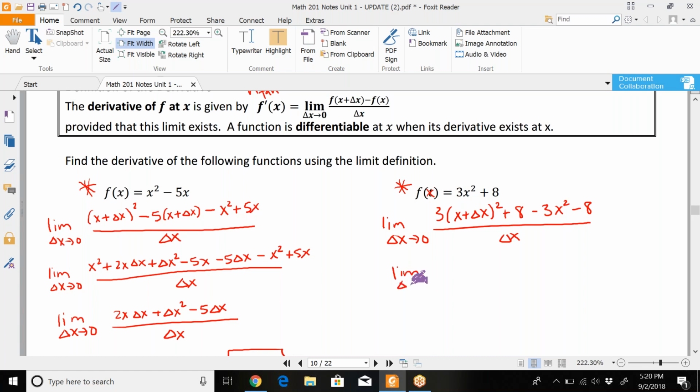So yes, you're going to have to do one by definition on the test, which means doing the whole limit. But after that, we will rely on the rules. So you won't be doing this forever.